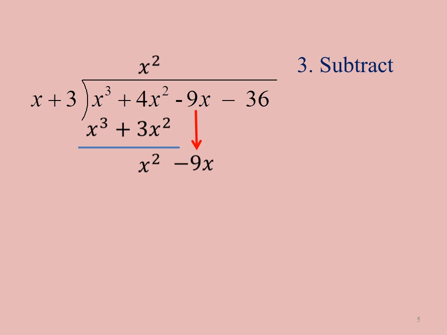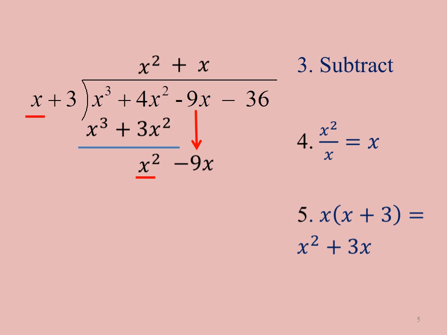Once again, we look at the first term of the divisor and the x squared, and we do the calculation. What is x squared divided by x? Well, the answer is simply x, which we write on top of the bus stop as part of our quotient. Next, we carry out a calculation. We take that value of x and we multiply it by the divisor, and we get x squared plus 3x. We write those two terms under the x squared minus 9x. We then draw a line and subtract.